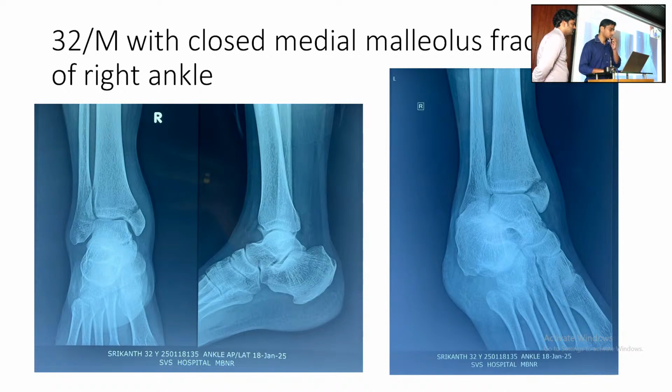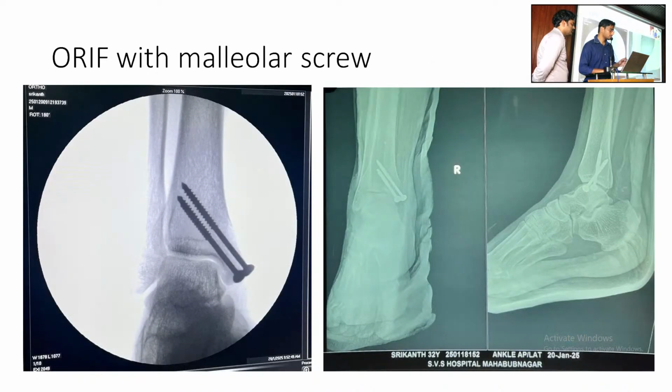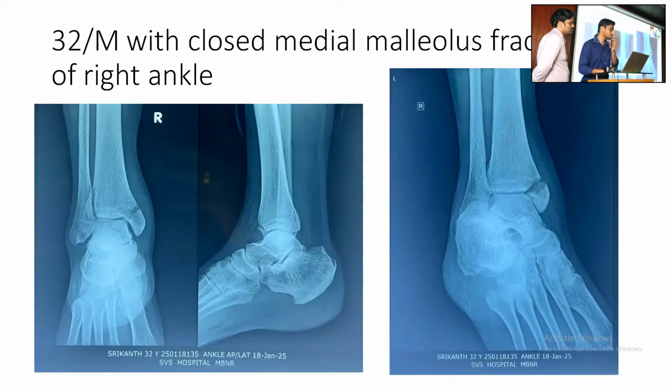32-year-old male with closed medial malleolus fracture of right ankle with an adduction injury. This is a supination adduction type of medial malleolus fracture. Is it common to have only one malleolus fracture? Isolated it is rare, sir. Usually the lateral malleolus will also be involved. Always some ligament injury is there: anterior, posterior, lateral, medial. Isolated medial malleolus fractures are possible, but rare.